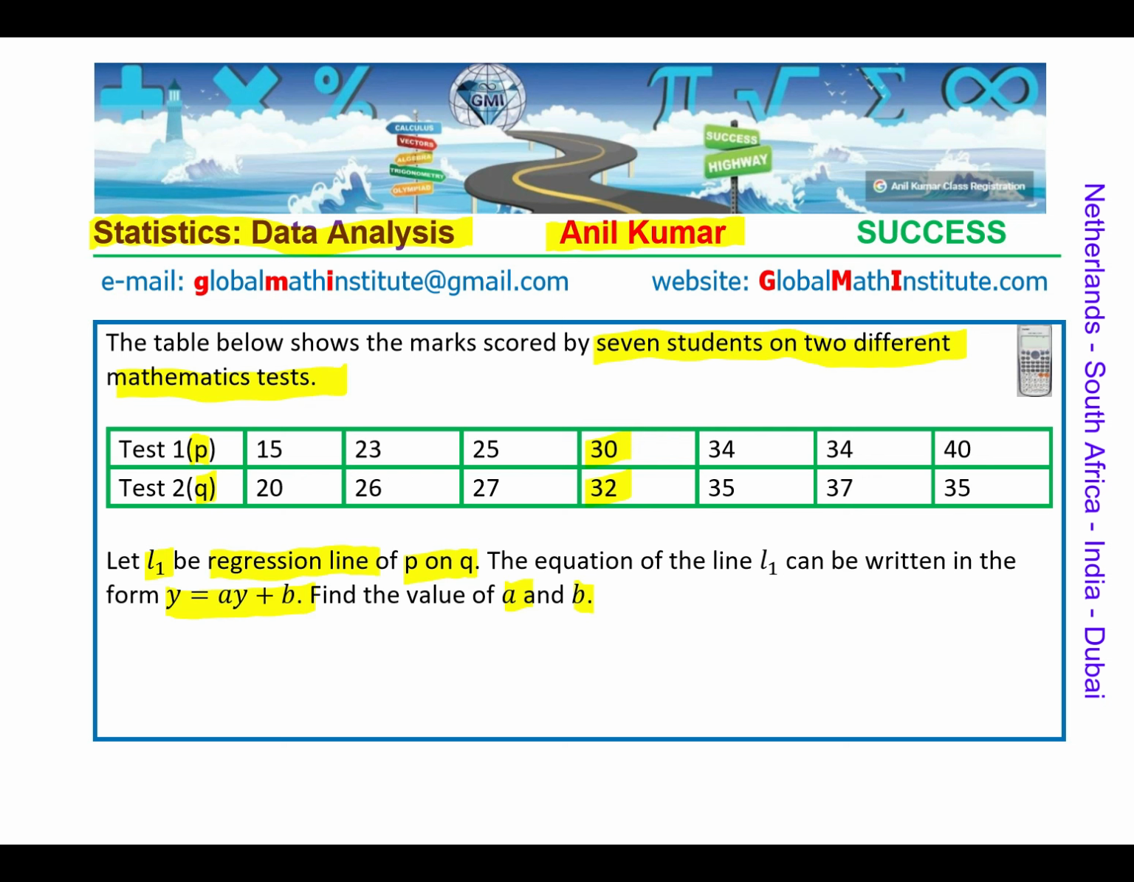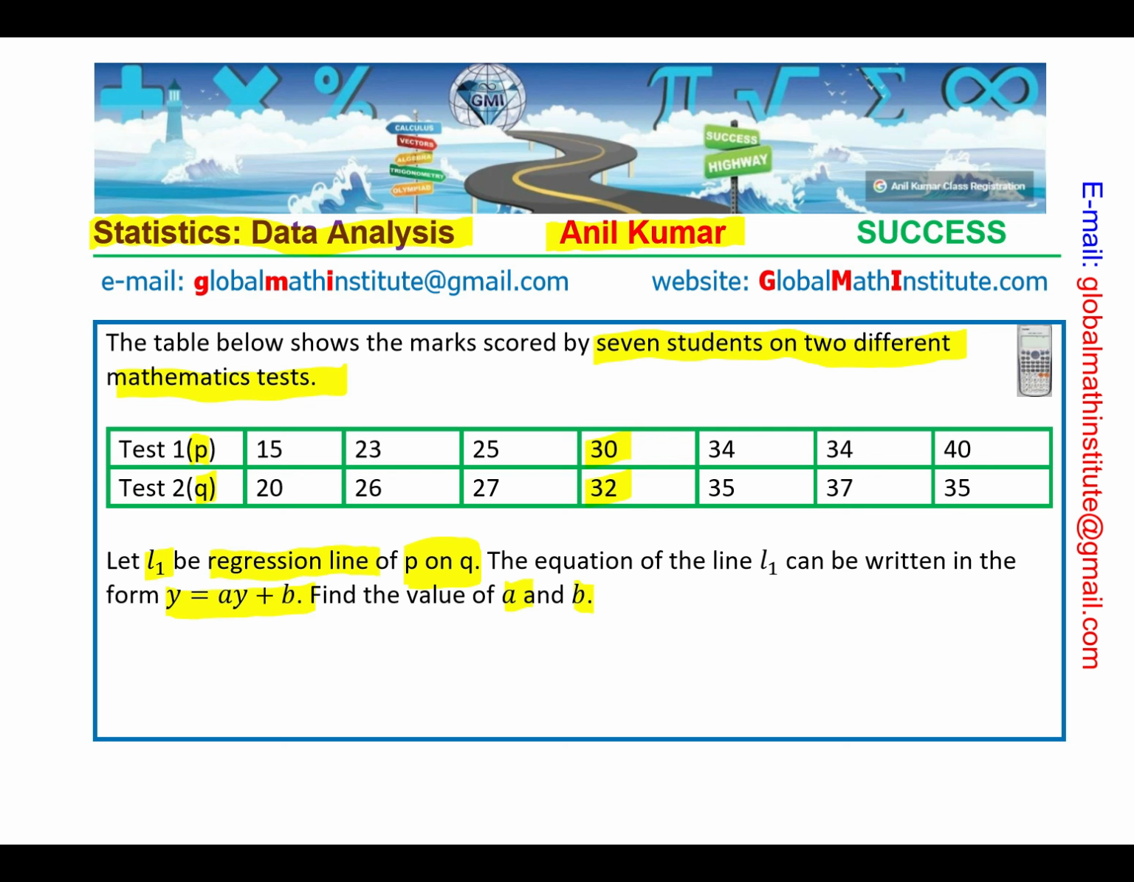Now when you come across the line, let L1 be the regression line of P on Q, what does P on Q really mean? It means that the values of P are dependent on Q. Does that make sense? So that means Q should be along the x axis, and P, since it is dependent on Q, should be along the y axis. If you work this out, then definitely you're going to get the right answer. Otherwise, your answer will be absolutely incorrect.